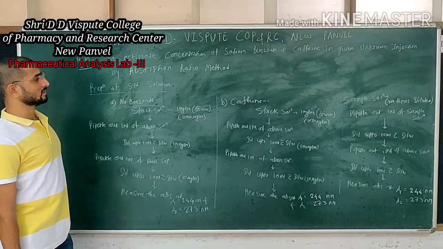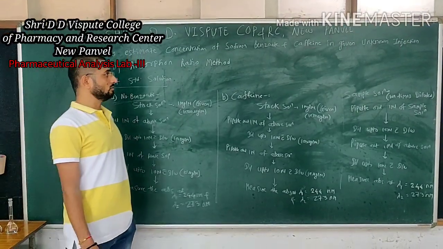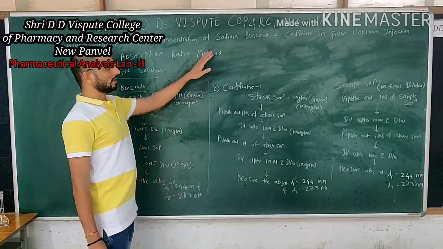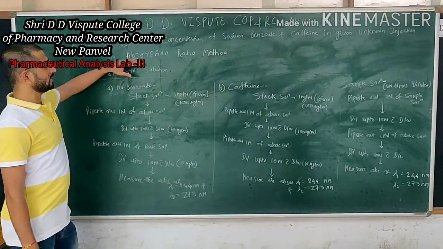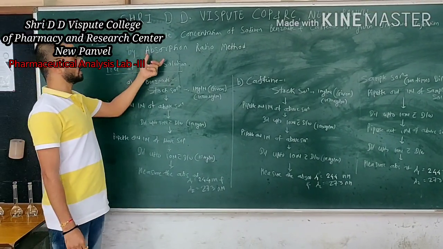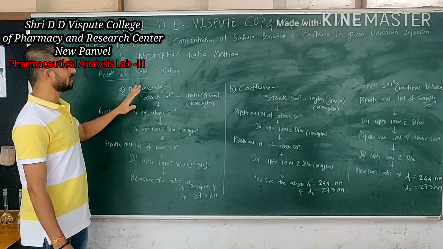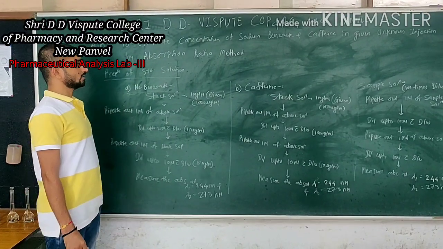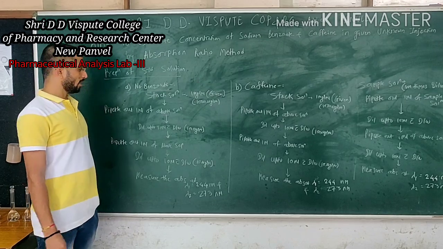Everyone, today we are discussing experiment number 2, that is the determination of the concentration of sodium benzoate and caffeine in a given unknown injection by the absorption ratio method. Already we discussed in the previous experiment the determination of the concentration by the simultaneous equation method. In this experiment we are discussing the determination of the concentration by the absorption ratio method.